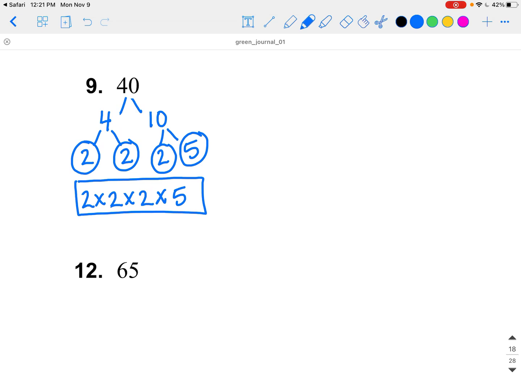And remember, you are always safe to check your work by multiplying those numbers. 2 times 2 would give us 4. 4 times 2 would give us 8, and 8 times 5 would give us 40, so we know we are correct. And remember, another way you can write this is 2 to the third power times 5, since 2 times 2 times 2 is the same as 2 to the third power.